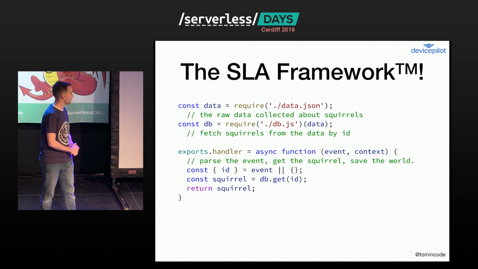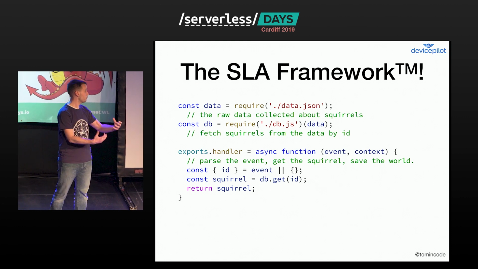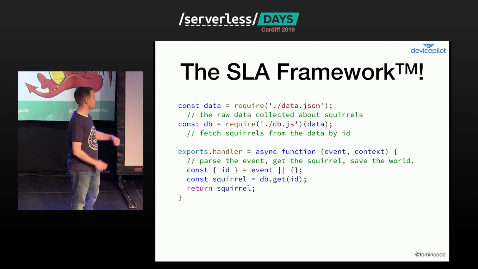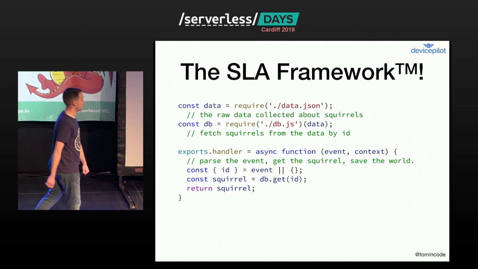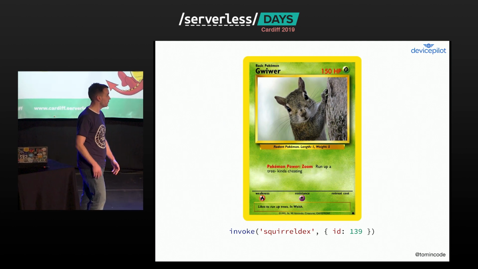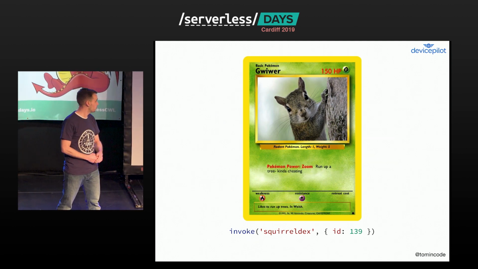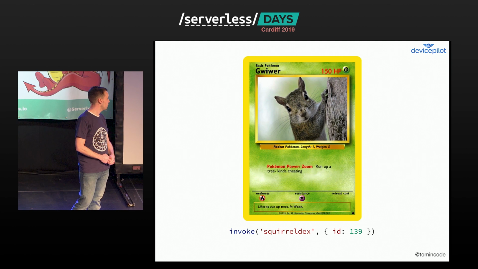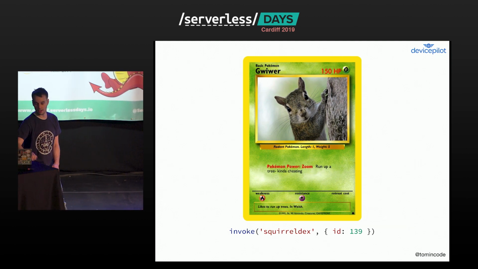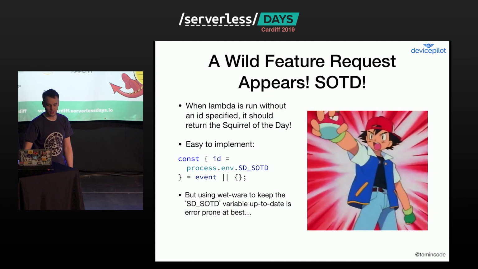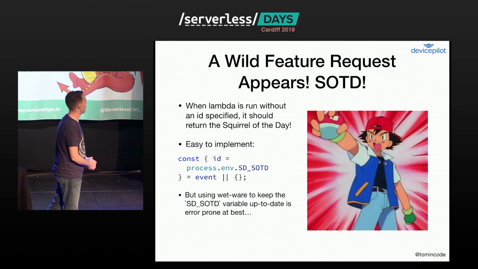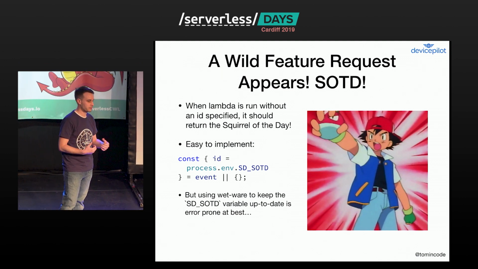So if we look at our Lambda function, when it's invoked, it has a look at the event that it was invoked with, gets the ID, gets a squirrel with that matching ID, and returns that squirrel. So if we stick a UI on top of that, we can see that when we invoke the Squirrel Dex with the ID of 139, we get this apparently Welsh beauty. So, all fine, all good, all simple. Let's make life a bit more exciting for us.